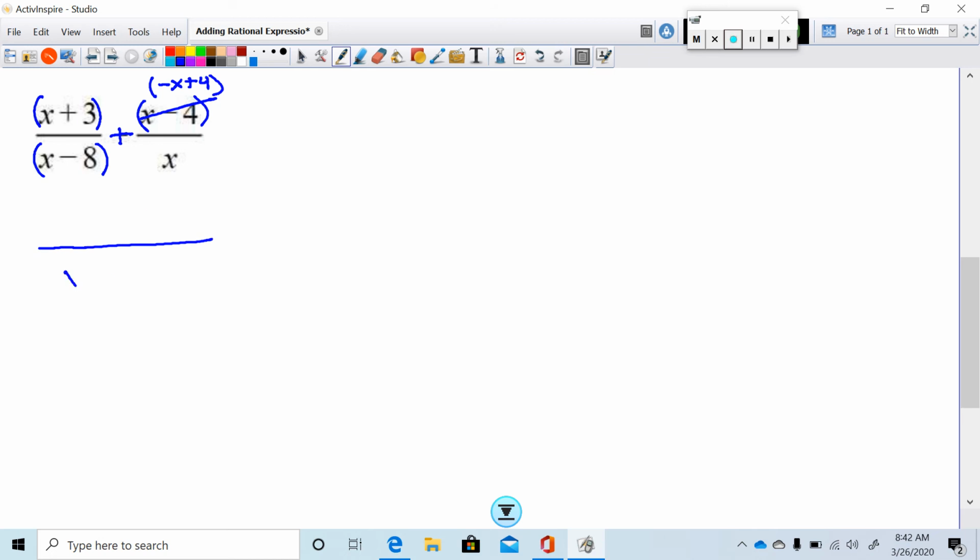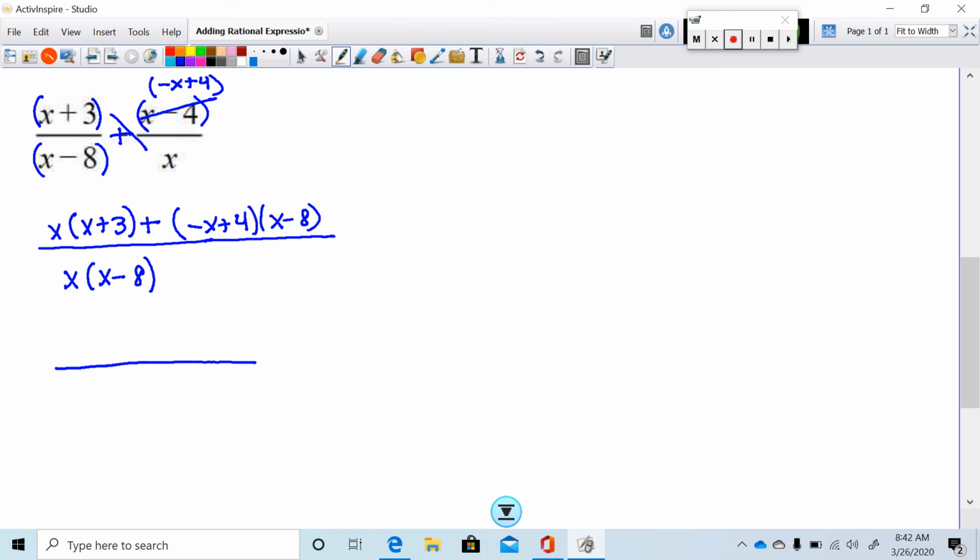Okay, in the denominator, I have x times x minus 8. Cross multiply the numerator, so I've got x times x plus 3. Then you've got a plus sign because you made it a plus sign. And we are going to do negative x plus 4 times x minus 8. Okay, denominator, always just leave it alone. Unless later on, if you can cancel something out, you have to do that, but not yet.